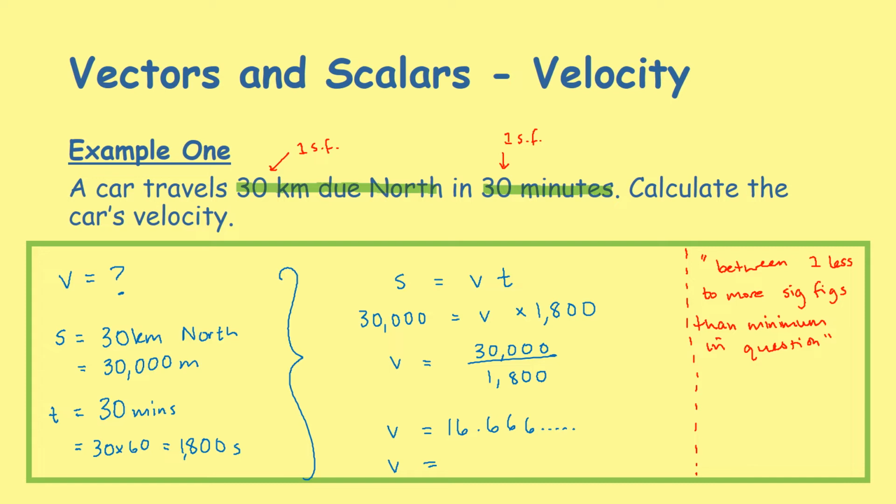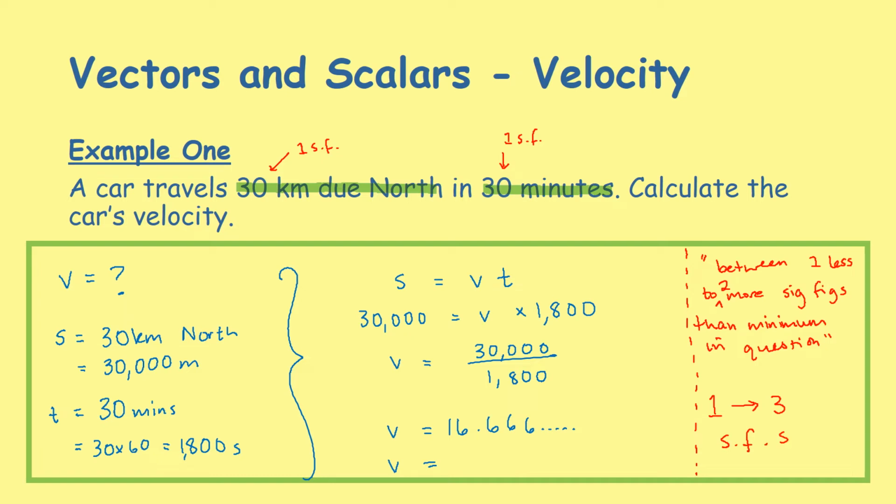As you can see in my little sentence, I missed out the 2 here. Let's add that in. 1 less to 2 more significant figures. We can't round 1 less than 1 because that would be 0. That wouldn't make sense. So our minimum number we can round to is 1. 2 more than 1 is 3. So we can round our answer from 1 to 3 significant figures.